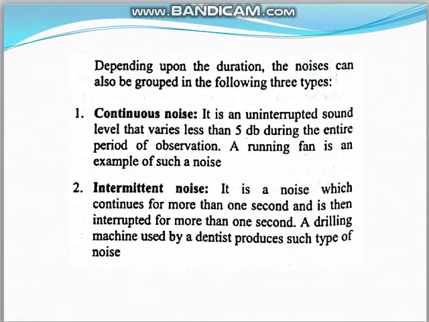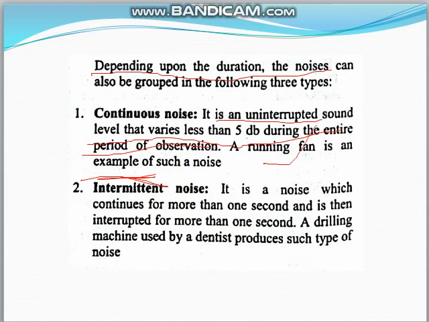Depending upon the duration, noises can also be grouped into the following 3 types. One is continuous noise, another is intermittent noise, and another one is impulse noise. Okay. Continuous noise is an uninterrupted sound level that varies less than 5 decibels during the entire period of observation. A running fan is an example of such a noise. Okay. So continuous noise means an uninterrupted sound level that varies less than 5 decibels during the entire period of observation. Example is a running fan.